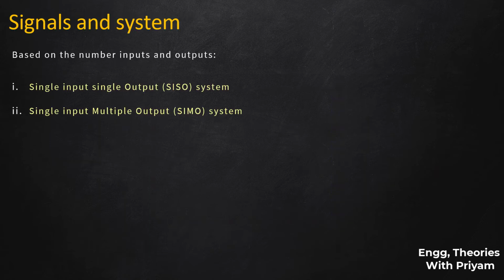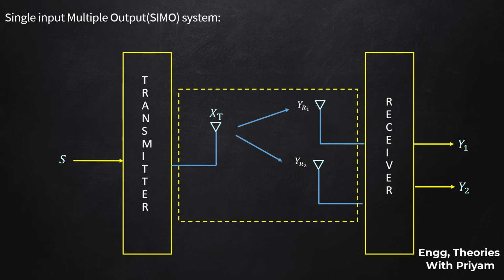Single input multiple output system or SIMO system. Following is the block diagram of the SIMO system. In the SIMO system, there is only one transmitting antenna and there can be multiple receiving antennas at the receiver end. This helps to increase the receiving diversity at the receiver end compared to the SISO system. Here, transmitting antenna is xt and there are two receiving antennas, yr1 and yr2. Here the input signal is S and the two output signals from the receiving antennas are Y1 and Y2.